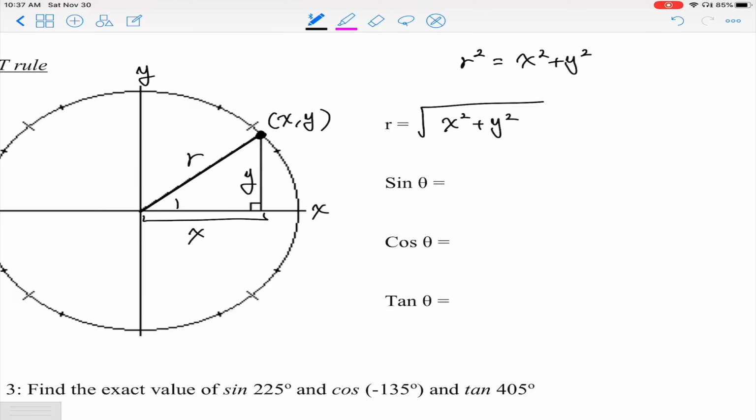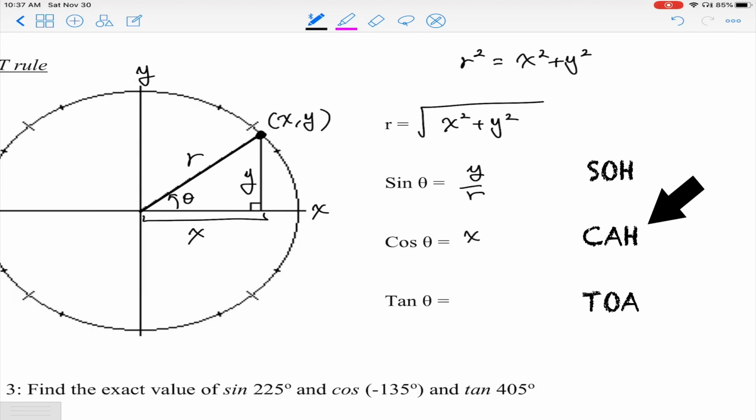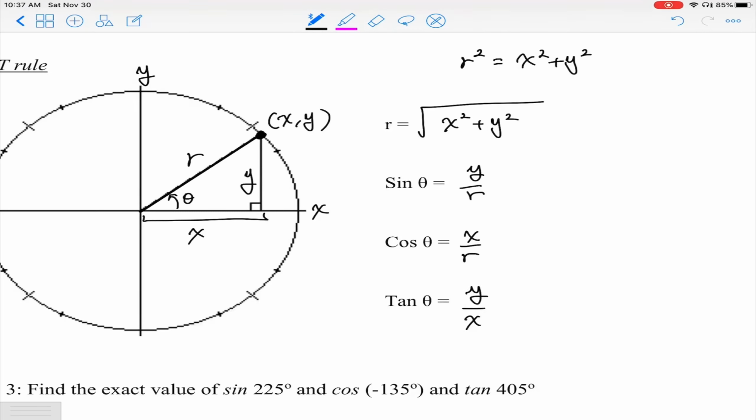Now the angle of rotation here is just theta. Therefore, sine theta is opposite over hypotenuse, so it is y over r. Cosine is adjacent over hypotenuse, so x over r. Tangent is opposite over adjacent, so y over x. And this actually does work all the time since it's a right angle triangle.